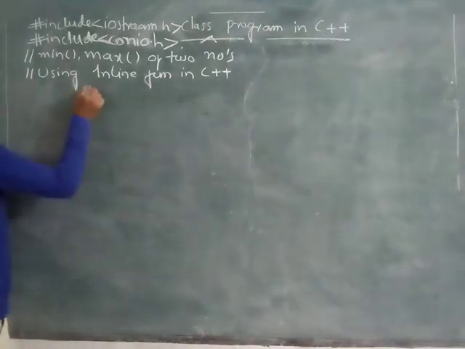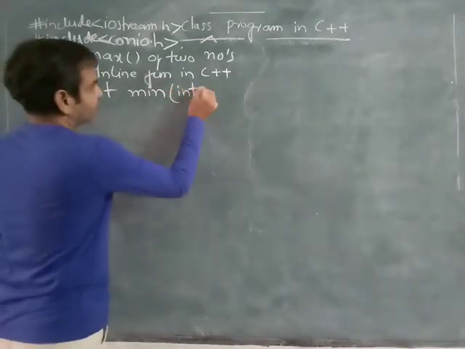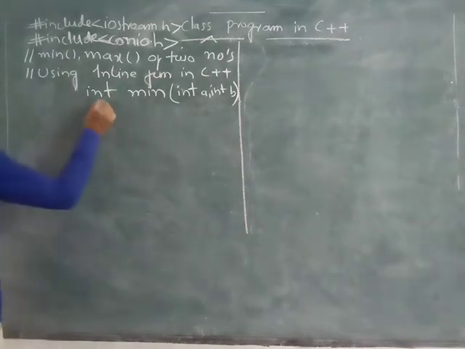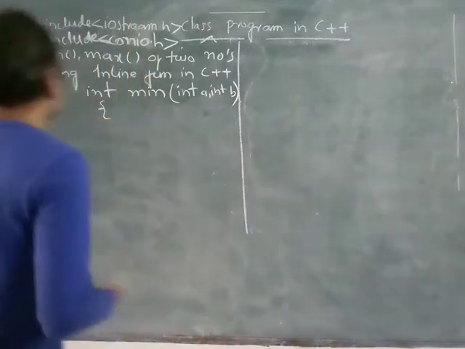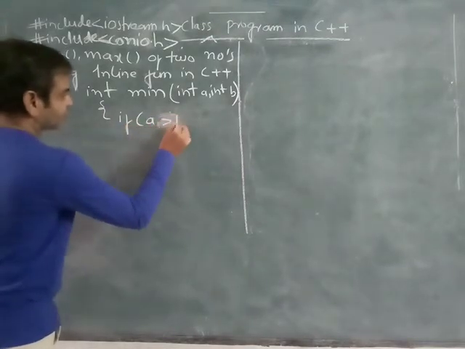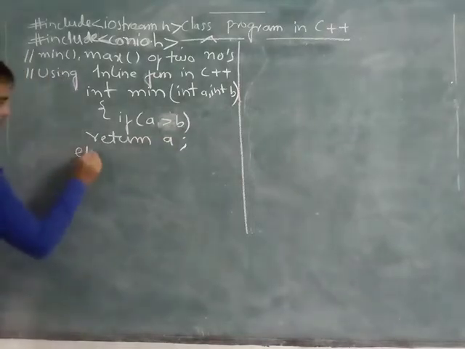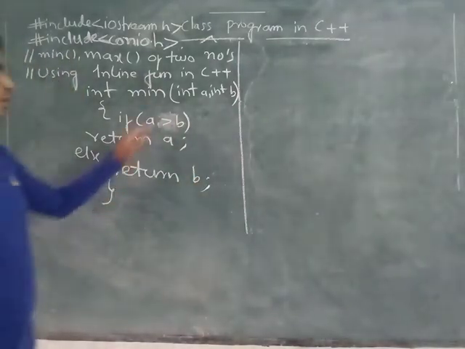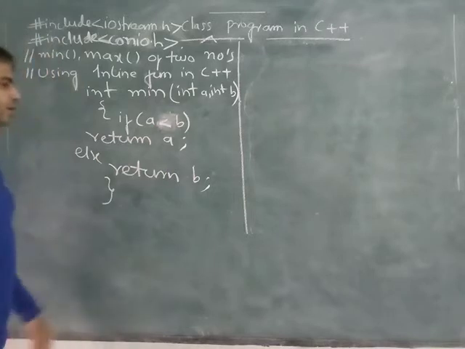Now I am taking an integer minimum. So here I am taking integer a, integer b. Here I am passing the arguments just like passing by value in C language. So if a greater than b, then return a, else return b, then close. So minimum receives two arguments. In the if condition for minimum, it will take as less than: if a less than b, return a, else return b.